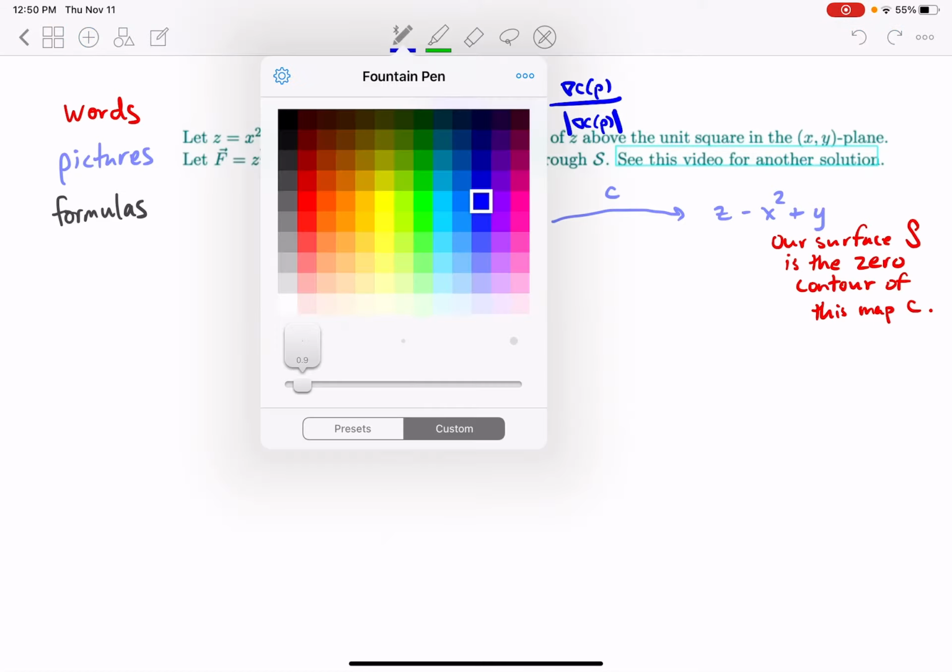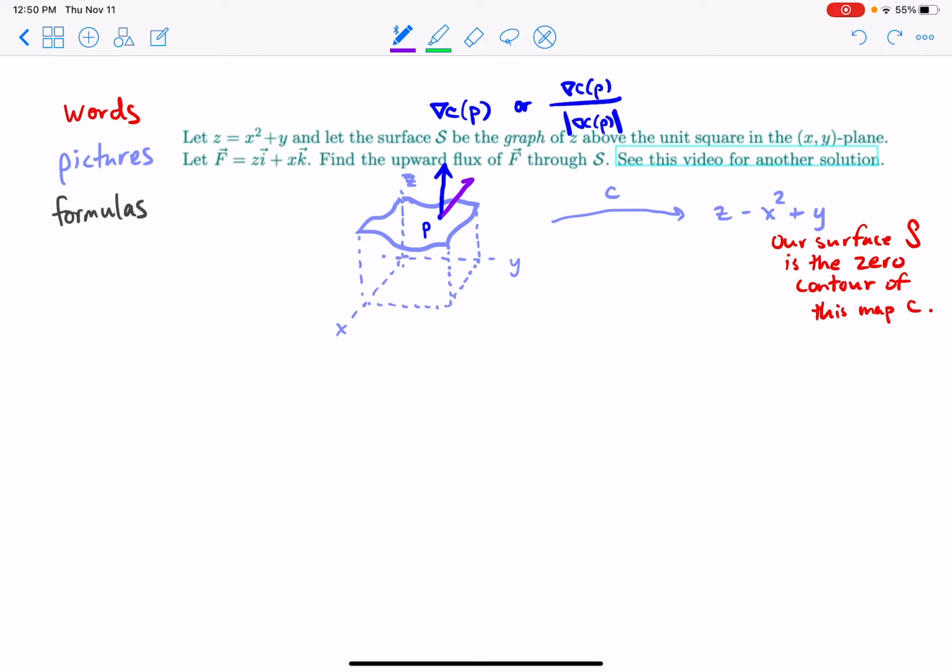But then also we have some vector field at that point. So I'll draw another arrow. This is our vector field, capital F, and it has an i hat component and a k hat component. So let's see what it is. It would be z i hat plus, there's no j's so that's a 0 there, and there's an x in the k direction. So like that, this is a vector field.